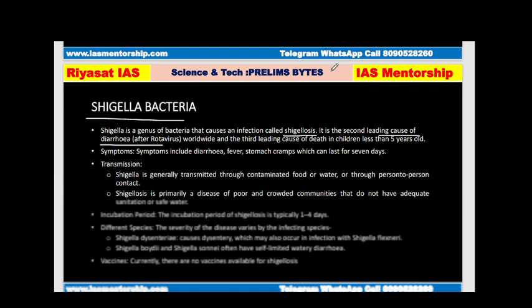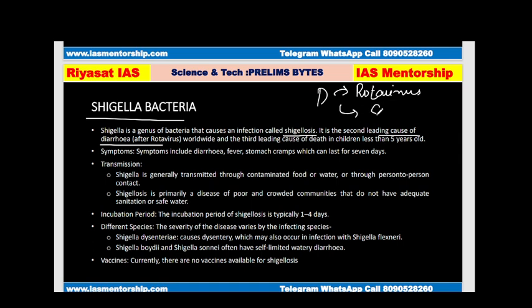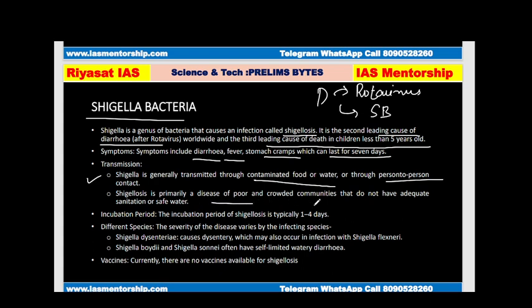That means here we got two facts. What is the biggest source of diarrhea? Rotavirus. One is a virus and the second is Shigella bacteria. And the third leading cause of death in children under the age of 5. Symptoms obviously diarrhea, fever, stomach cramps. They can last for 7 days. Transmission through contaminated food or water, person to person contact is also possible. It's a disease of poor and crowded communities that do not have adequate sanitation or safe water. That is why it is said to have clean water or be in a hygienic area.